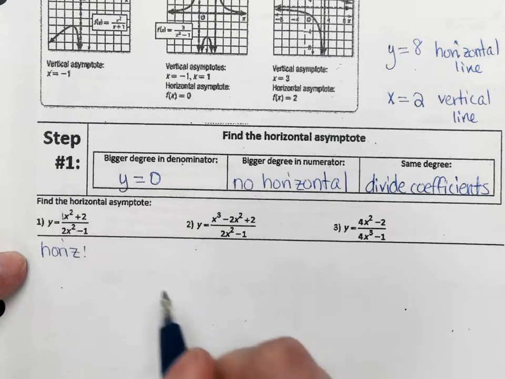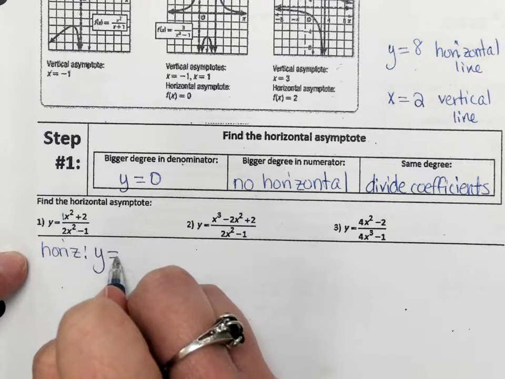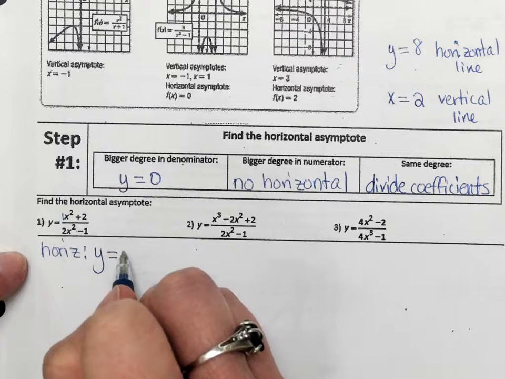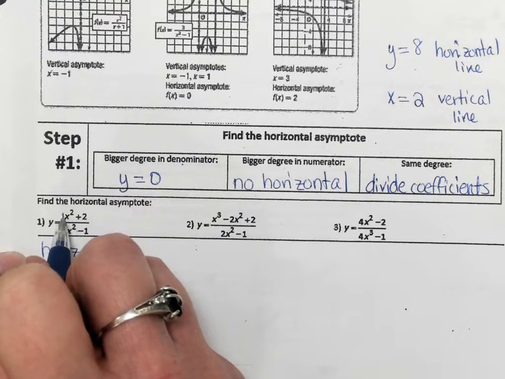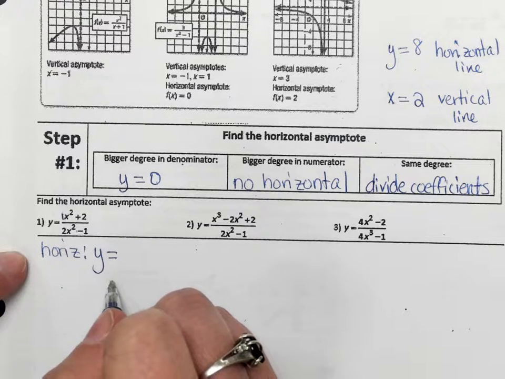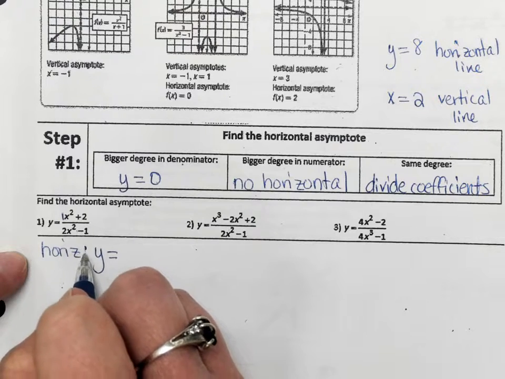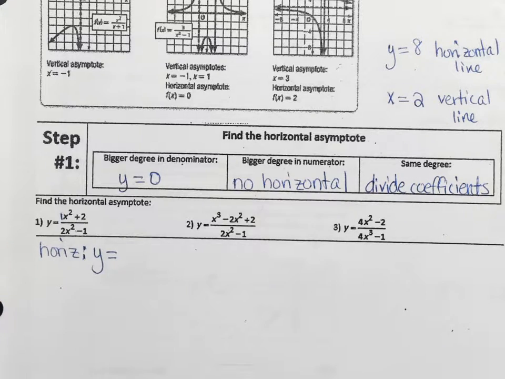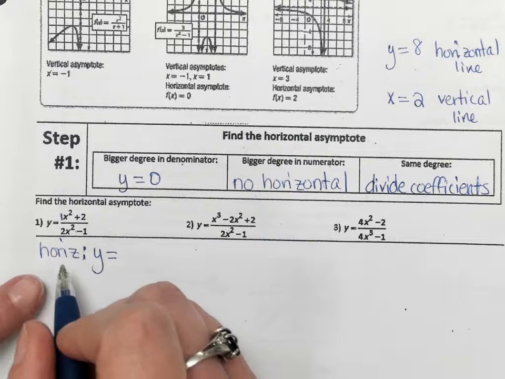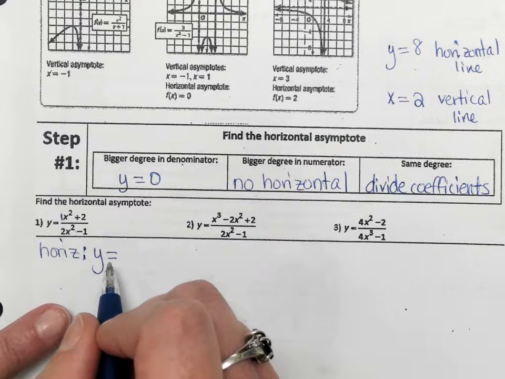So your horizontal asymptote, I'm just going to abbreviate, is at y equals what? That's a 1. That's the one right there beside horizontal. It's little dots. It's a colon. It looks like an exclamation. Alright, so horizontal asymptote is y equals what? Mike.